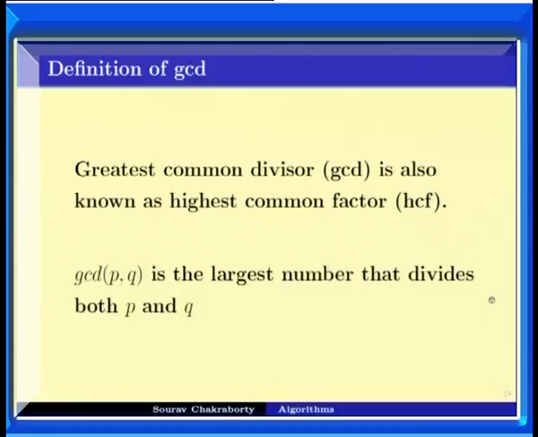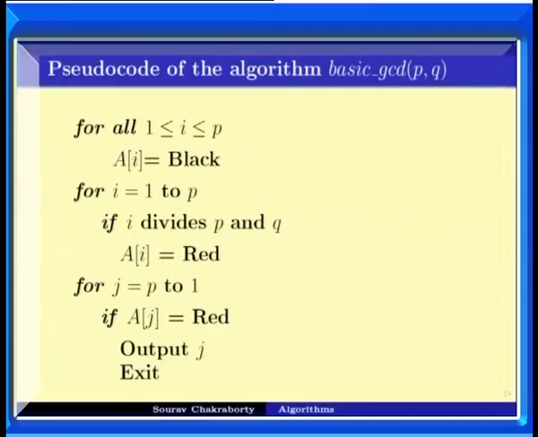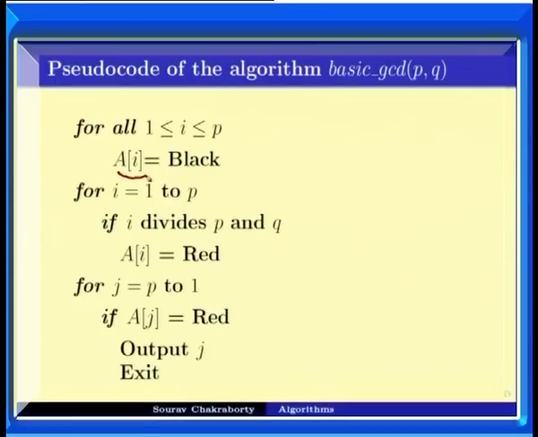In the last two lectures, we have seen a couple of algorithms. The first algorithm was what we called the basic algorithm. When we are given two numbers p and q, we know that the GCD of p and q must be some number less than or equal to p. So we write down an array A which contains all the numbers 1 to p, and we move from left to right, from 1 to p, and if we find an i that divides both p and q, we mark that place in the array red. Finally we move from right to left, from p to 1, and as soon as we see the first red, we output that.